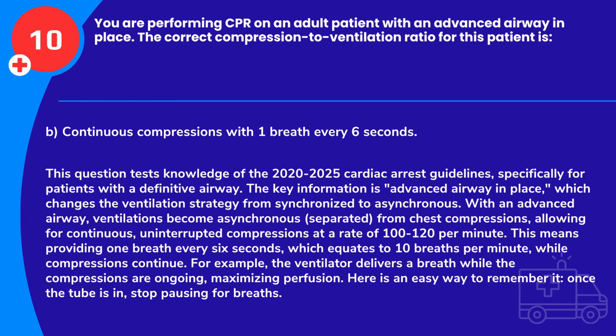With an advanced airway, ventilations become asynchronous, separate from chest compressions, allowing for continuous, uninterrupted compressions at a rate of 100 to 120 per minute. This means providing 1 breath every 6 seconds, which equates to 10 breaths per minute, while compressions continue. For example, the ventilator delivers a breath while the compressions are ongoing, maximizing perfusion. Here is an easy way to remember it. Once the tube is in, stop pausing for breaths.